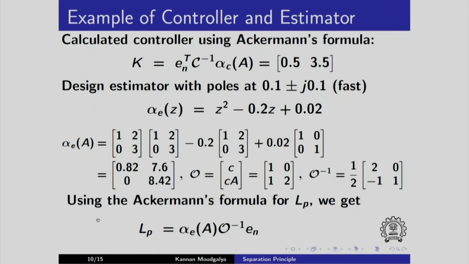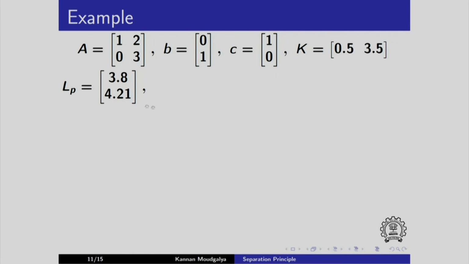And using the Ackermann's formula for LP given here, we can calculate LP as given here. So it has 3.8 and 4.21. These are the values we saw in the previous slide.